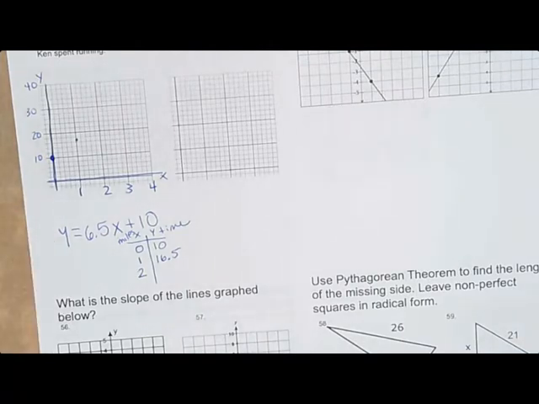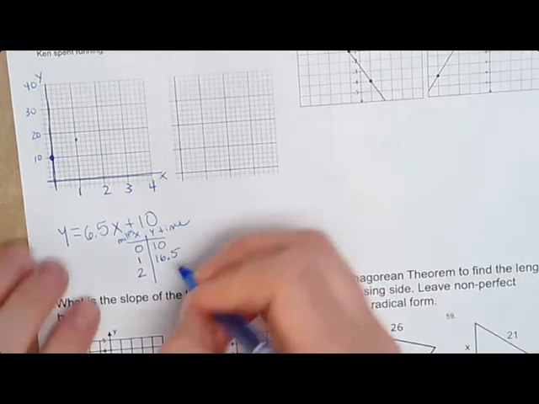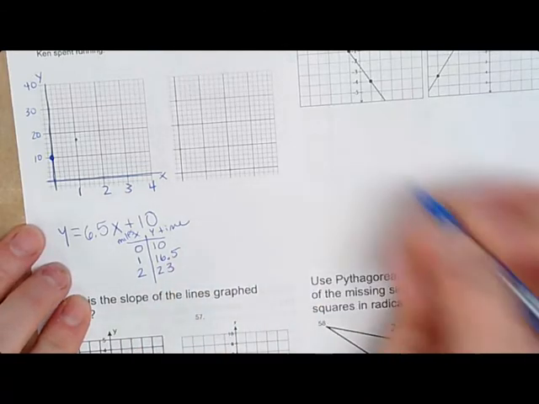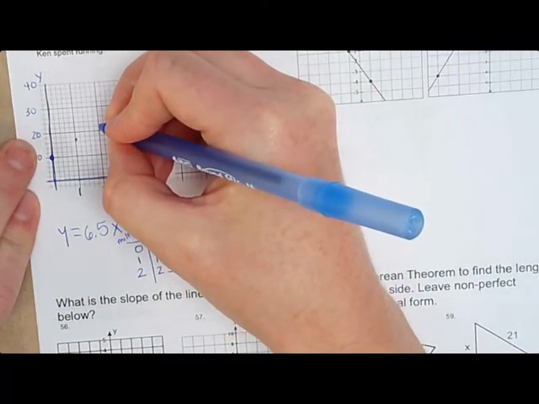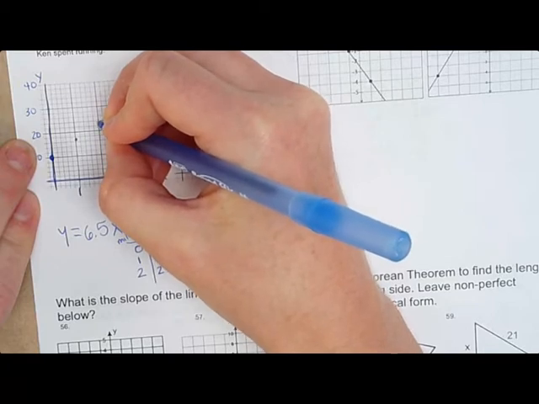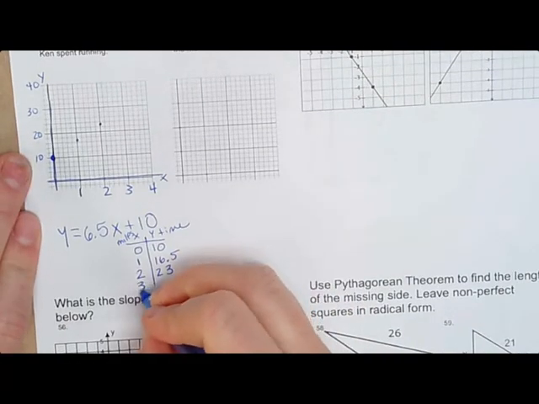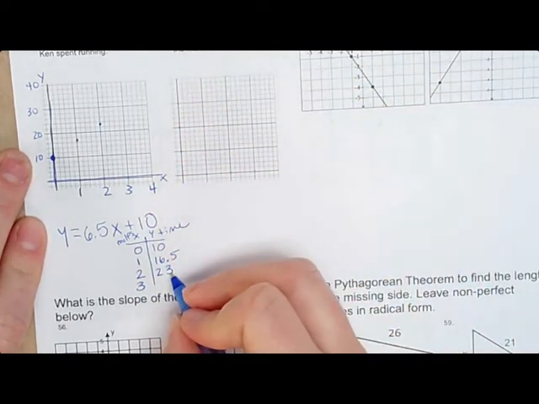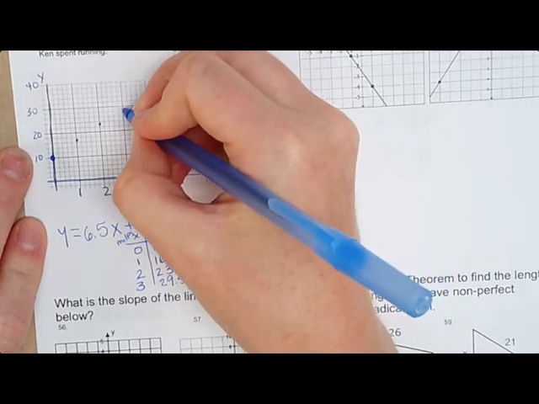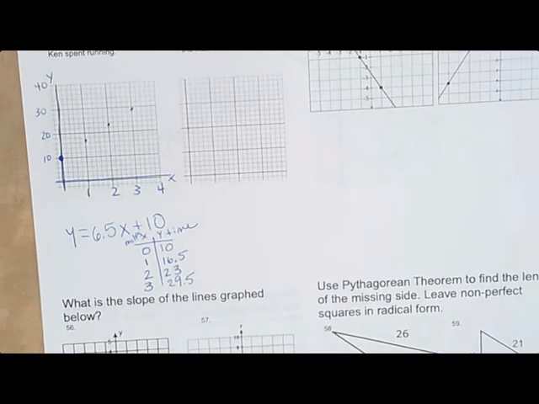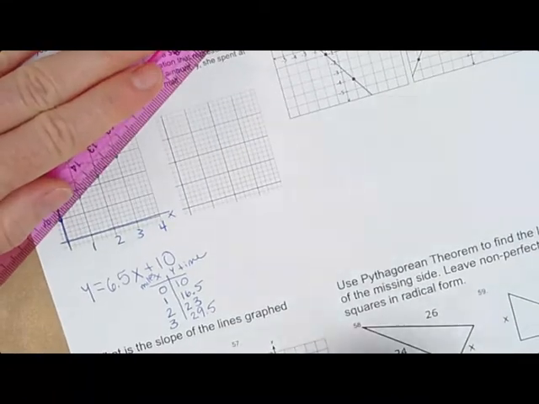Two miles. That'd be 2 times 6.5 plus 10. 6.5 times 2 is what, 13? 13 plus 10, 23. So 2, 23. And 3 would be at plus 6.5 here, 29.5. Then connect your dots and put an arrow.